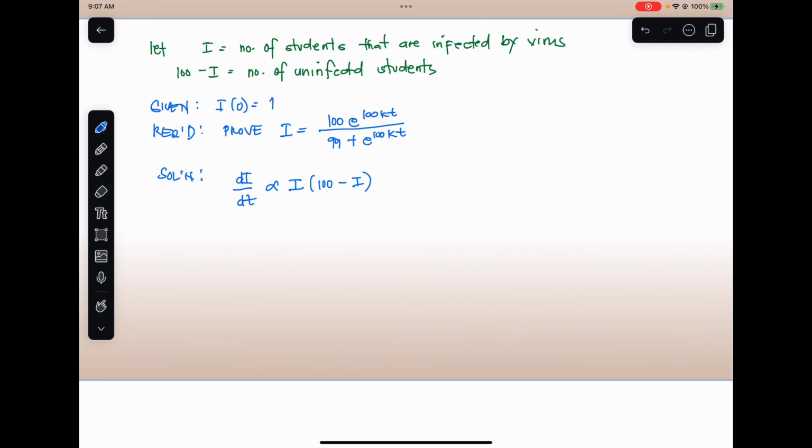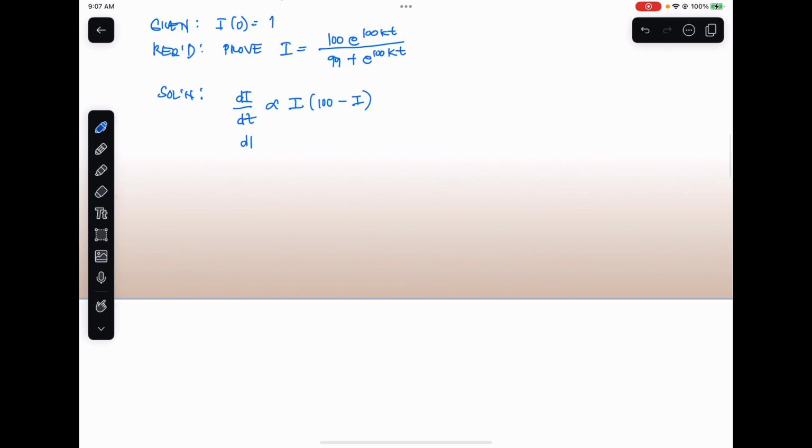dI over dt is proportional to I times 100 minus I. Now to make this a differential equation, we introduce a proportionality constant. So dI over dt will be equal to k, our proportionality constant, times I, 100 minus I, giving us the differential equation. And based on it, this is a separable equation.